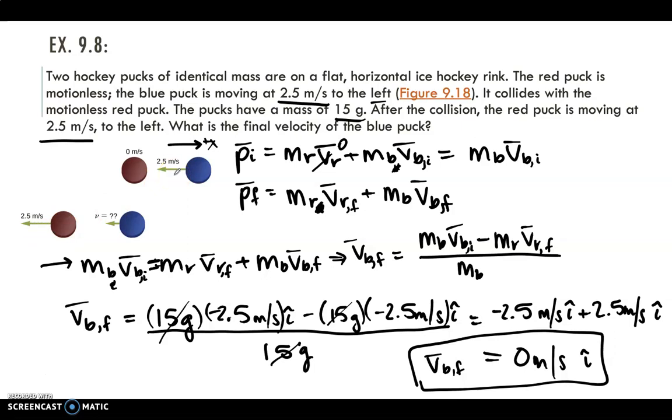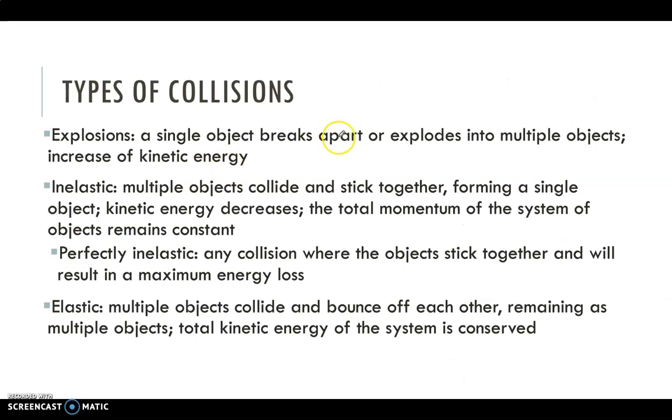All right, let's go ahead and move on with types of collisions. So there's a few different types of collisions I want to talk about. The first one is an explosion. So this is when we have a single object that breaks apart or explodes into multiple objects. Okay, so this would be like a firework, right? A firework is all put together, and then when it explodes, when it finally goes up high enough and explodes, okay, it breaks into smaller pieces. Okay, and in this type of collision, we have an increase in kinetic energy. Okay, increase in kinetic energy.